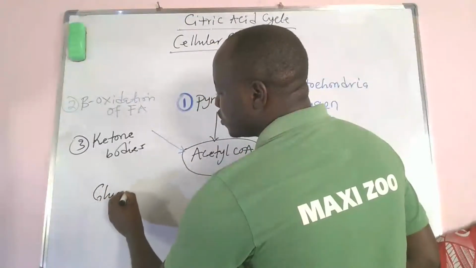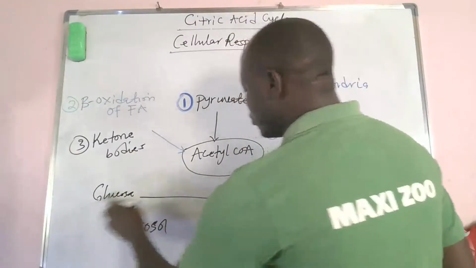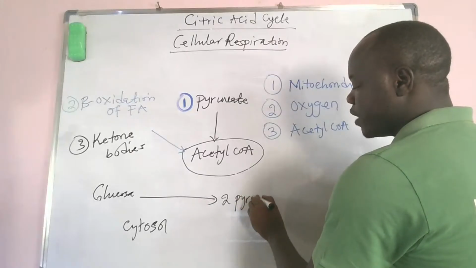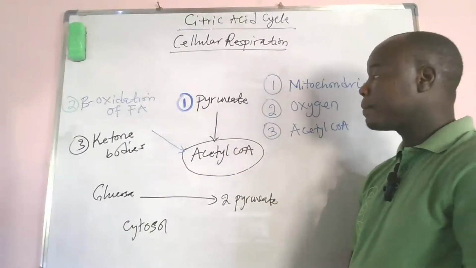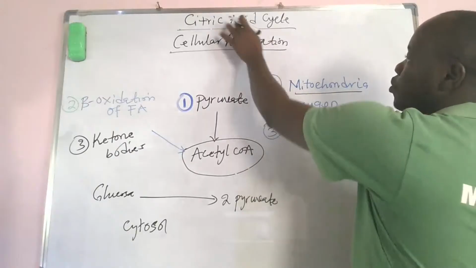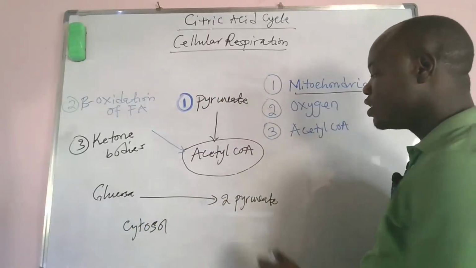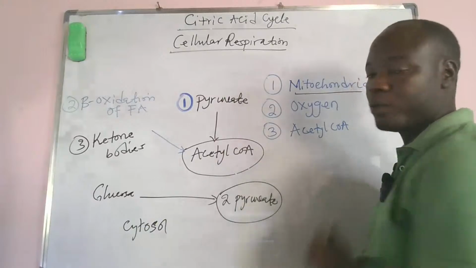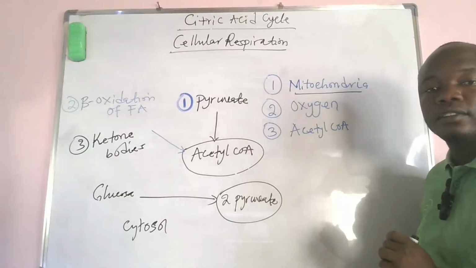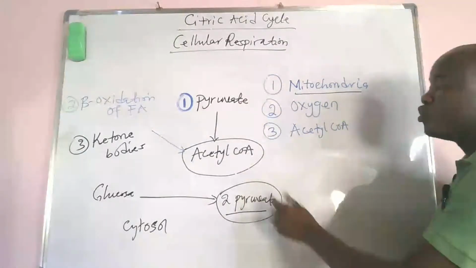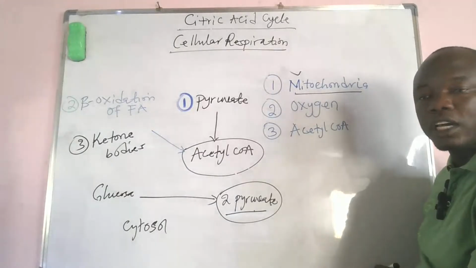So when you have glucose in the cytosol, glucose will break down to produce two molecules of pyruvate. So glycolysis takes place in the cytosol. But as I told you, the citric acid cycle or Krebs cycle is taking place in the mitochondria. So now the question is, if you have glycolysis in the cytosol and you generate pyruvate in the cytosol, how does this pyruvate get itself into the mitochondria for the citric acid cycle to take place?